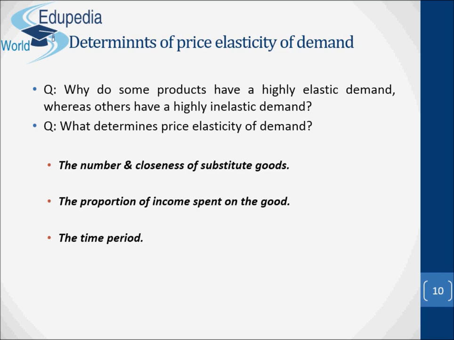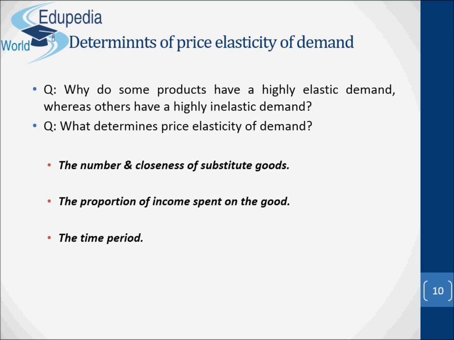The proportion of income spent on the good. The higher the proportion of our income we spend on a good, the more we will be forced to cut consumption when its price rises. The bigger will be the income effect, and the more elastic will be the demand. Thus, salt has a very low price elasticity of demand.